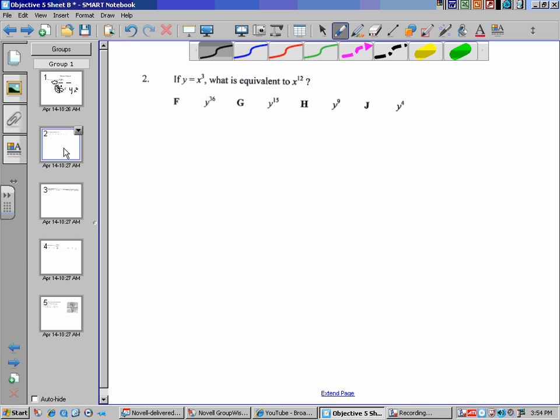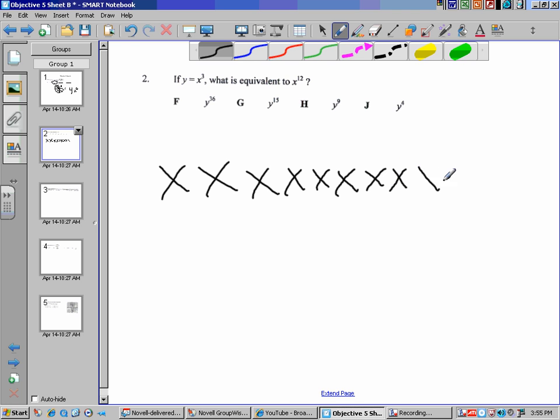Here's the next one. Pause the video and come back and see how you do. On this one, it says if y equals x to the 3rd power, what is equivalent to x to the 12th? Well, let's think about this. Let's just draw out 12 x's. 1, 2, 3, 4, 5, 6, 7, 8, 9, 10, 11, 12.